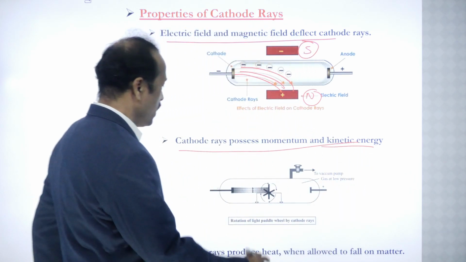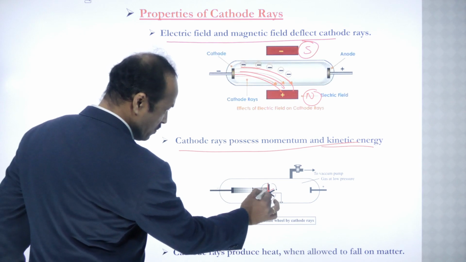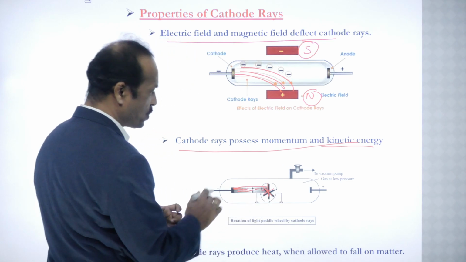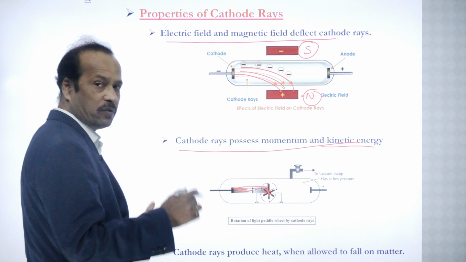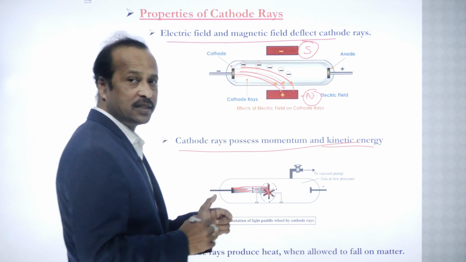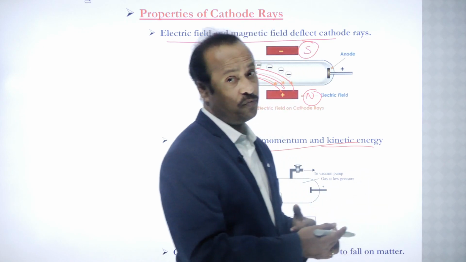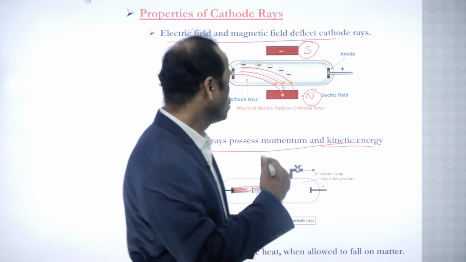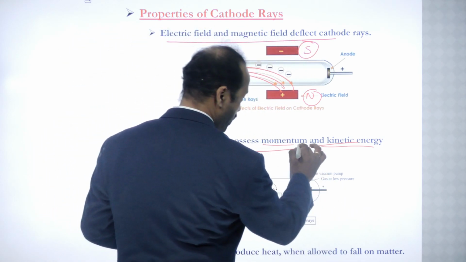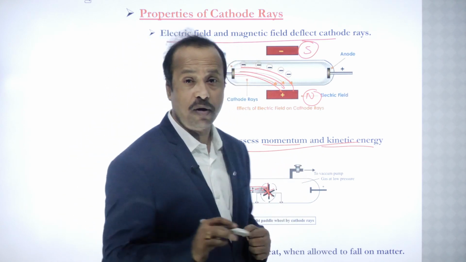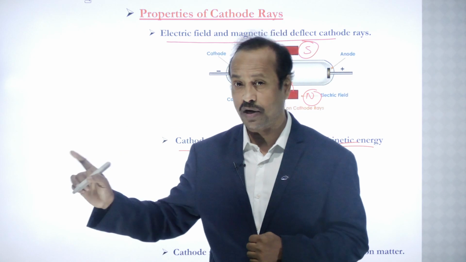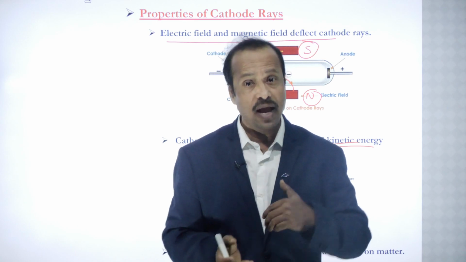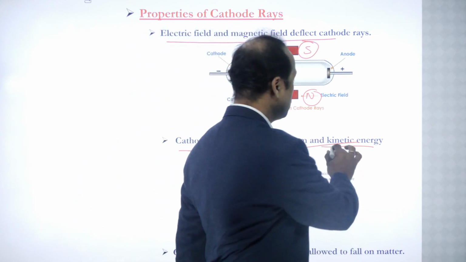But if we place a small wheel in the path of the cathode rays, can you see the wheel here? When the cathode rays strike this wheel, the wheel starts rotating. The meaning is that the cathode rays make the wheel rotate, so they produce mechanical energy. In other terms, cathode rays possess momentum. The momentum formula is mass into velocity, the product of mass and velocity. These particles have mass and travel with some velocity, so they possess momentum and kinetic energy.